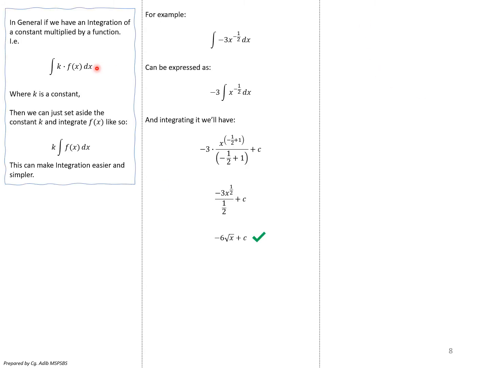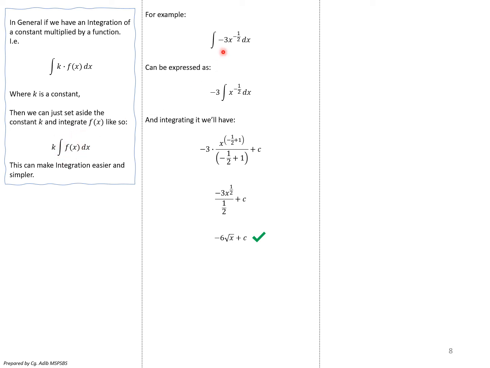Right, so now you know how to integrate a basic polynomial function. We're going to spend a little bit of time to discuss rules for integration. Let's say we have a constant k multiplied by a function f(x). If you want to integrate this, we can take the constant k outside, set it aside, but do not erase it because it's still there under the operation of multiplication. With that, we can just focus on integrating the function f(x).